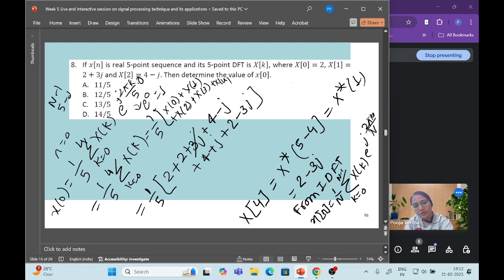Now this plus 3j and minus 3j will cancel out, and here plus j and minus j will cancel out. Now add all these values. So 2 plus 2 is 4, 4 plus 4 is 8, 8 plus 2 is 10, 10 plus 2 is 12... so we get 14 by 5. So which option is correct? Option D is the correct answer for this question.